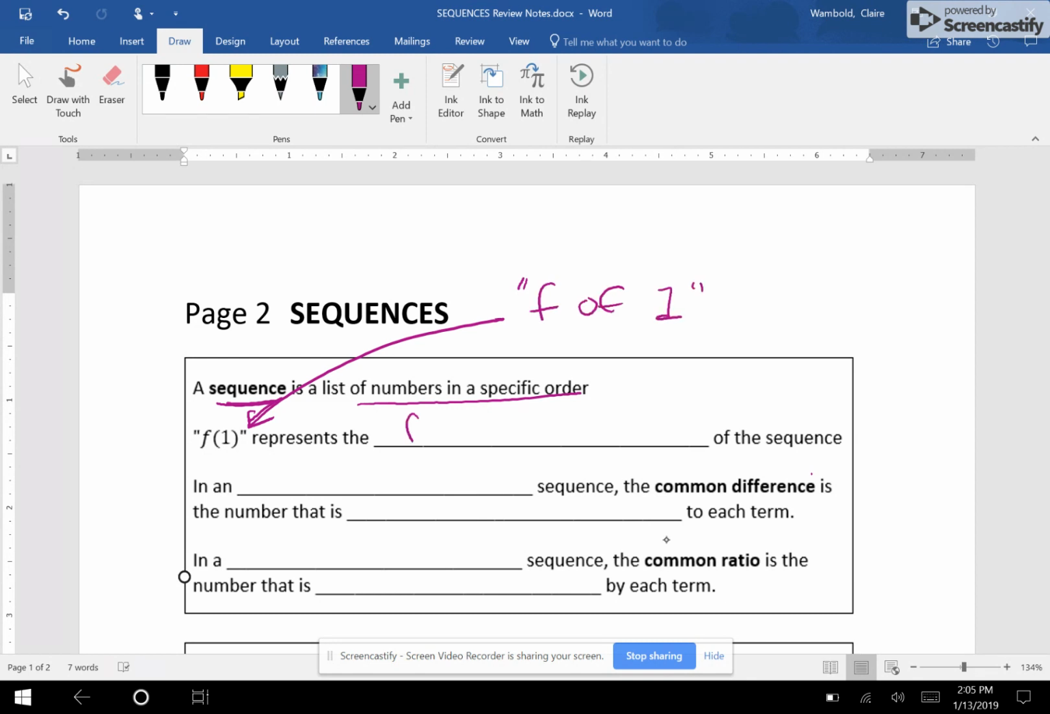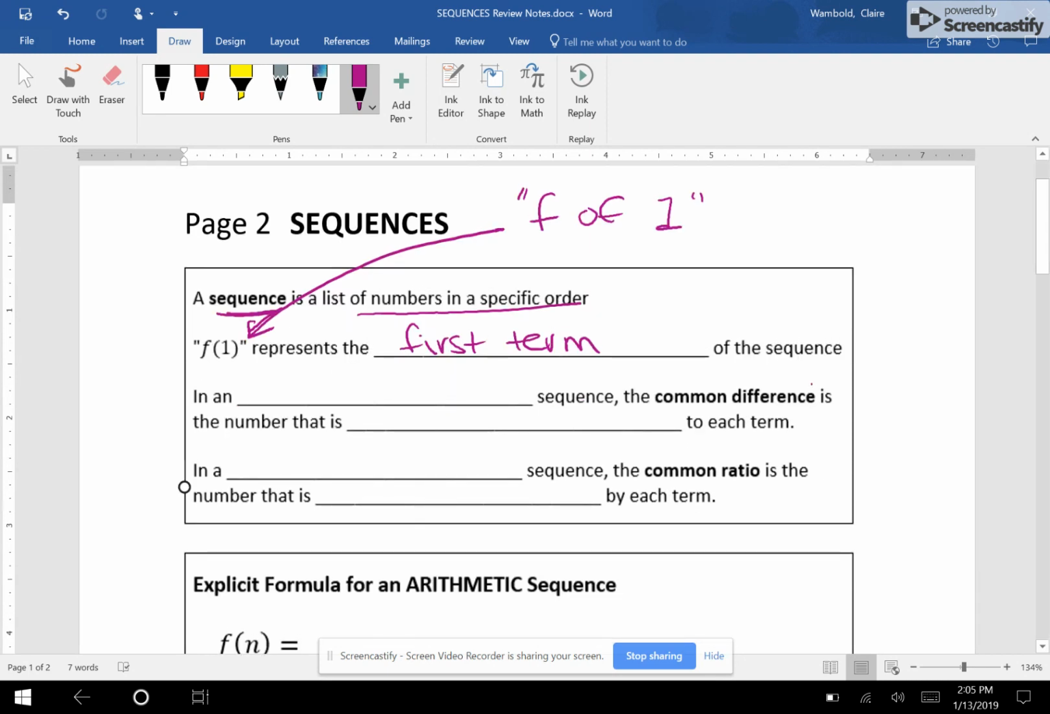F of 1 is a way of representing the first term of the sequence, the number that appears first in the list. You know that there are two types of sequences. So the first one is an arithmetic sequence. And in an arithmetic sequence, we have what's called a common difference, which is the number that is added, or sometimes we think of it as subtracted if we're adding a negative number. So the common difference is what's added or subtracted to get from one term to the next.